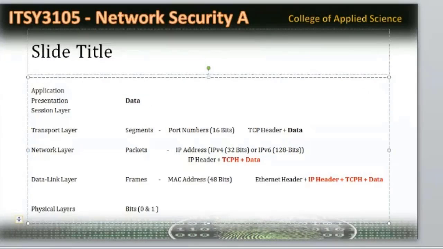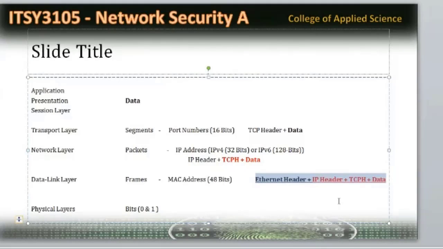What is available inside this Ethernet header? Source MAC address and destination MAC address are available inside it. Now I'm going to say this is called a frame.